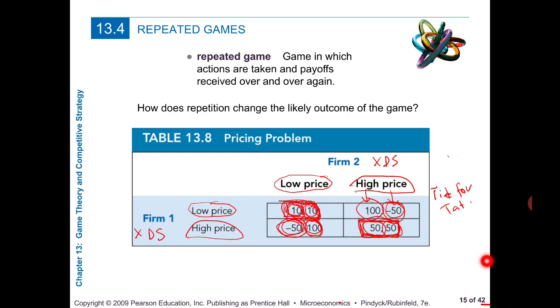Let's say they know that there is only a number of periods, for instance, a number of Christmas sales, or a number of periods where the game is going to be played. Or let's say the license is given for 5 years, and how are they going to play it? If they know that the number of games is finite, is fixed, then it's very likely that they will choose the low price combination.